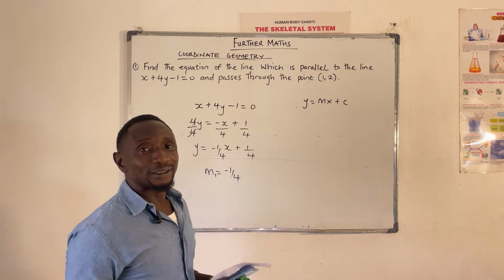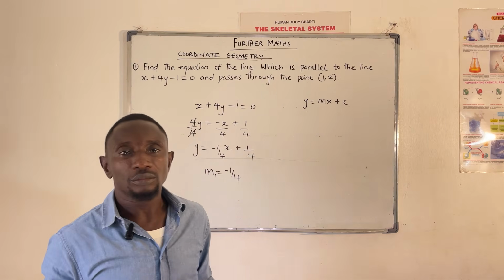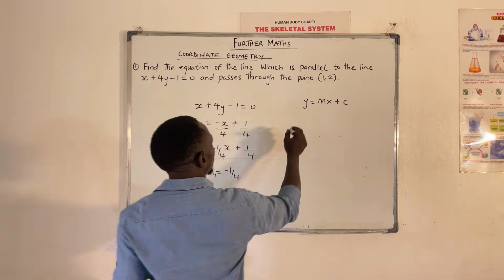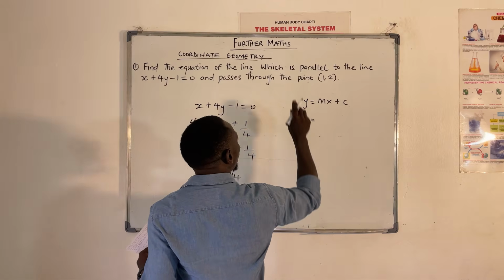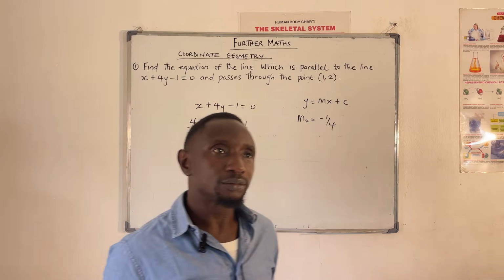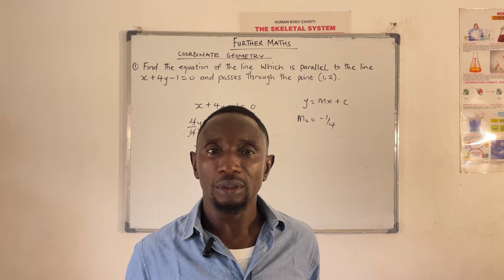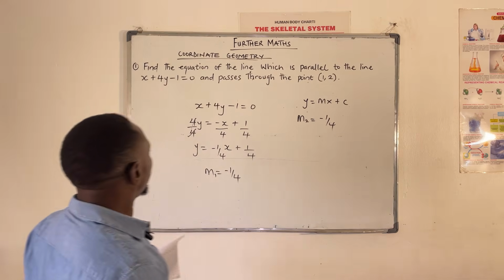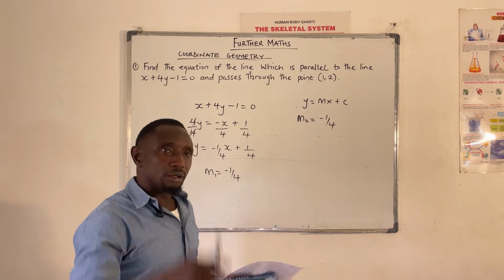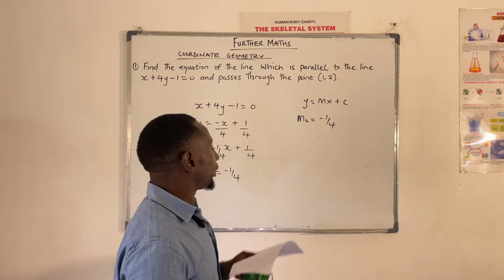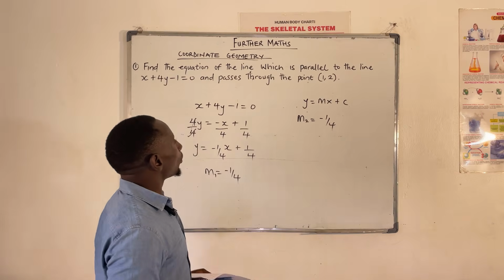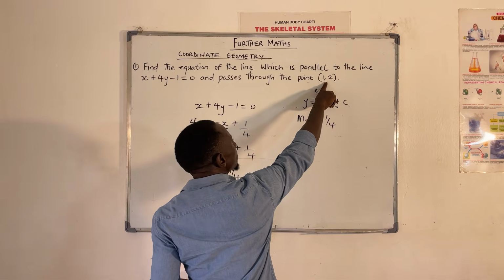Now, it also means that the equation we are looking for will have a gradient. Let the gradient be m2. So the gradient of that equation we are looking for will also be minus 1 over 4, because I said earlier that when two lines are parallel, they have the same gradient. So the other straight line that I'm looking for, its gradient m2 is equal to minus 1 over 4.